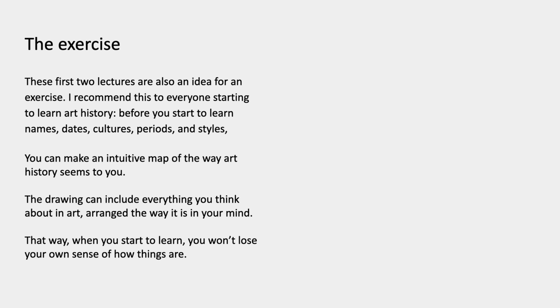These first 2 lectures are something that I recommend for everybody who's starting to learn art history. I do it in all my own classes, and I've also held this exercise in different countries. It seems to me really useful that before you start to learn names and cultures and dates and periods and styles and so on, you try to make a drawing, an intuitive map of the way that art history seems to you. In the classes that I teach, often we do this at the beginning of the semester, and then at the end of the semester or the end of the year, when we've done a lot of art history, you do it again and see how it changes.